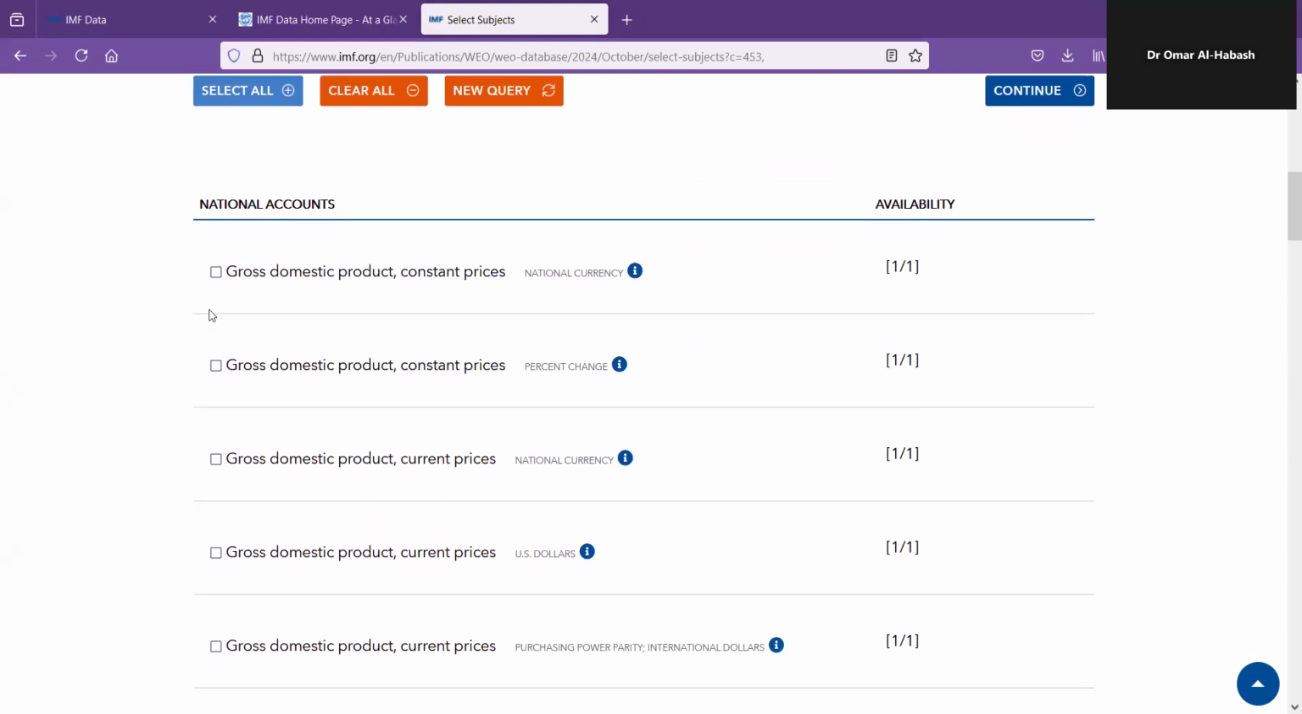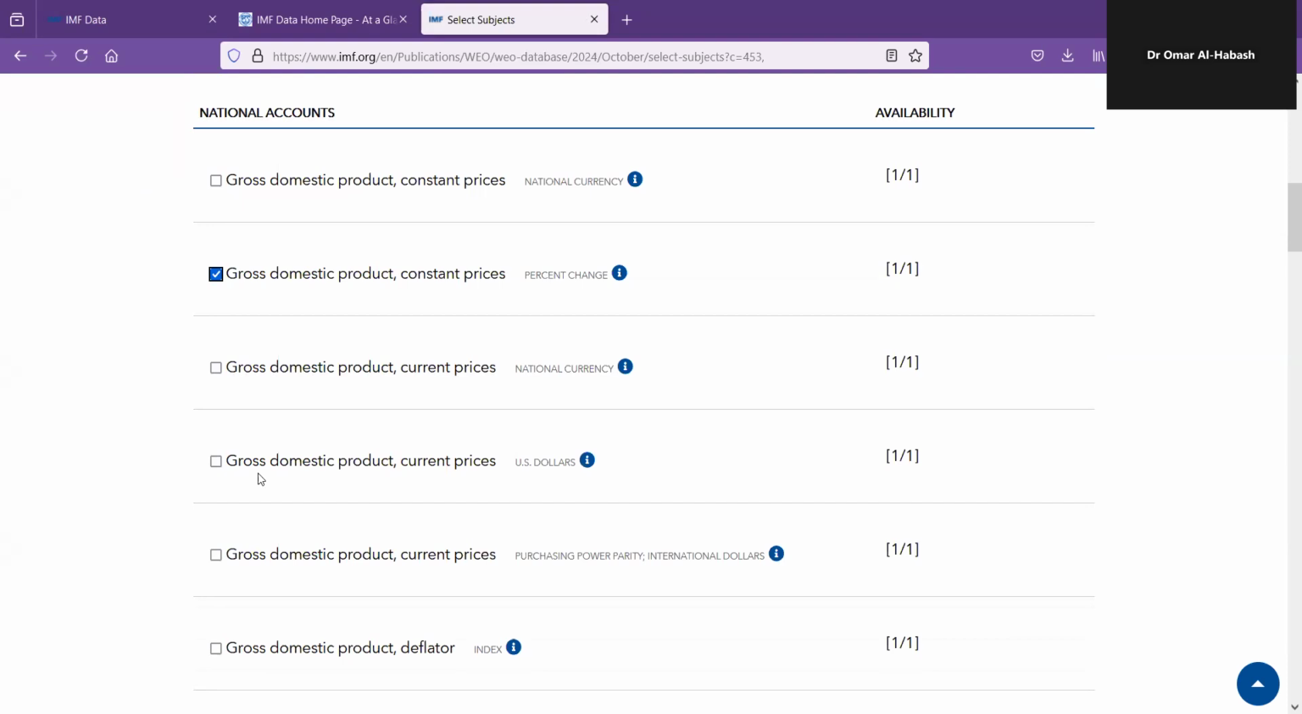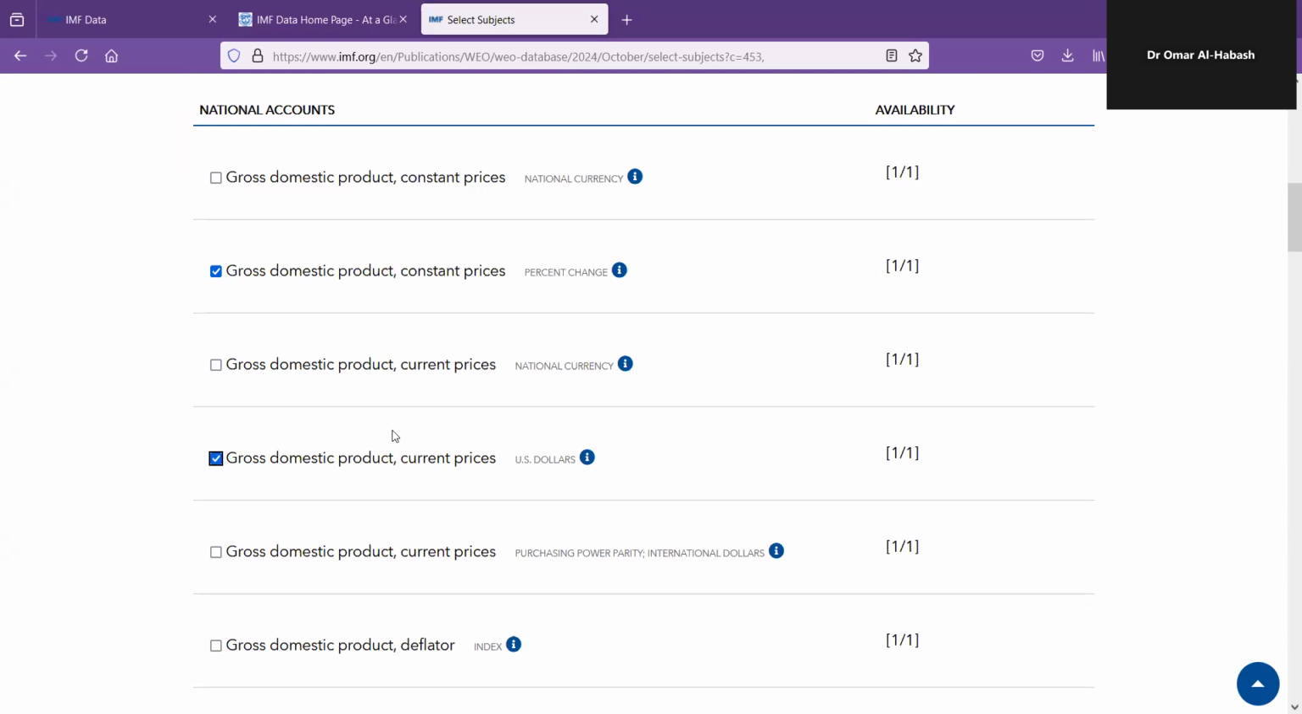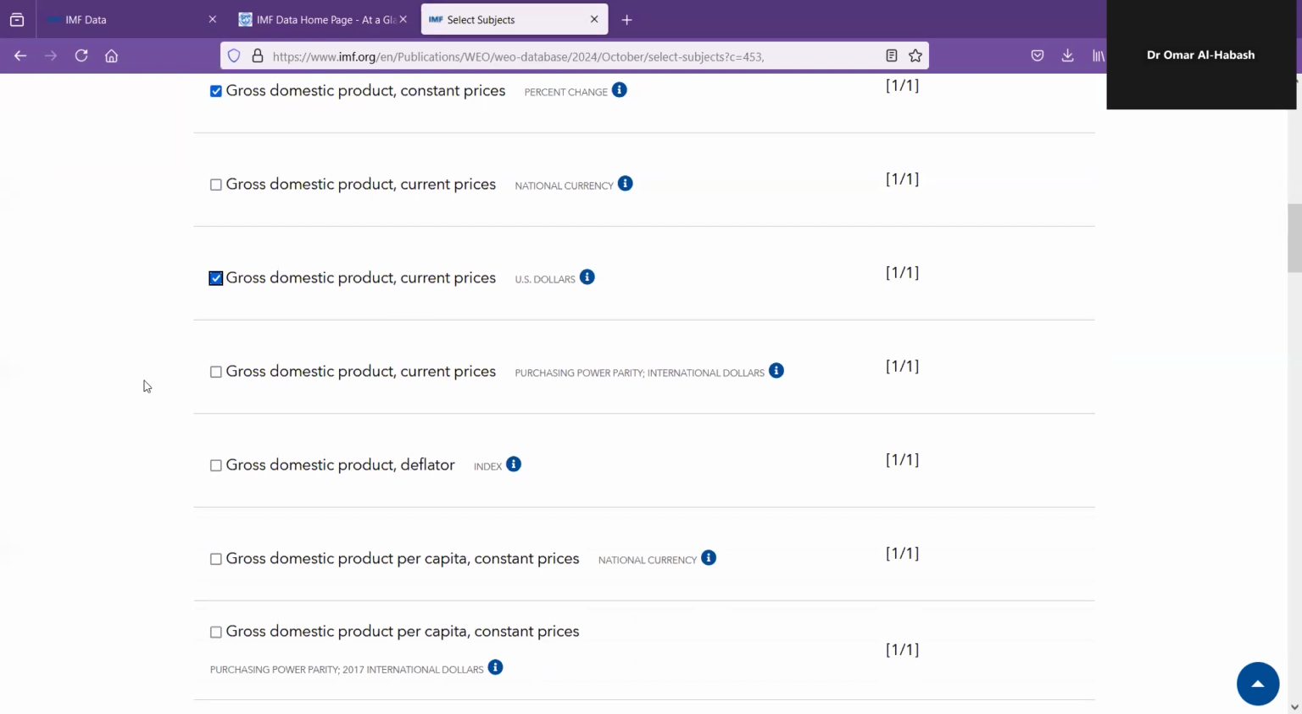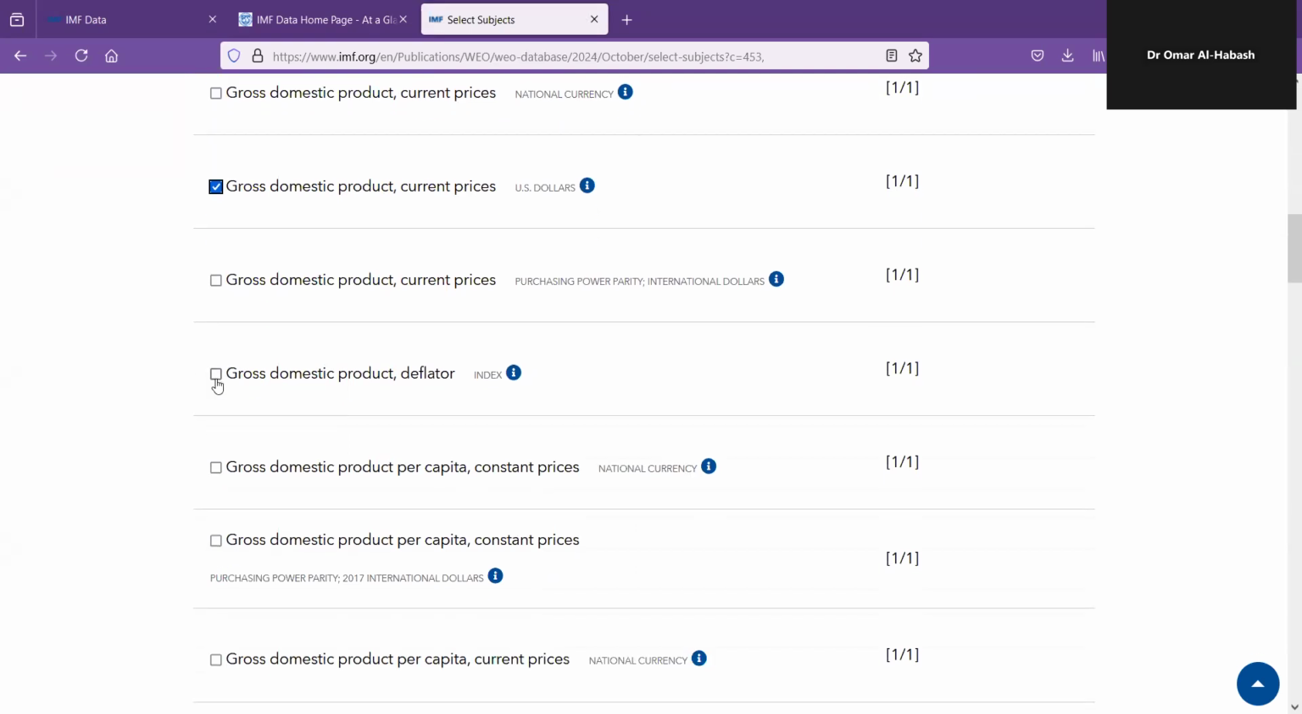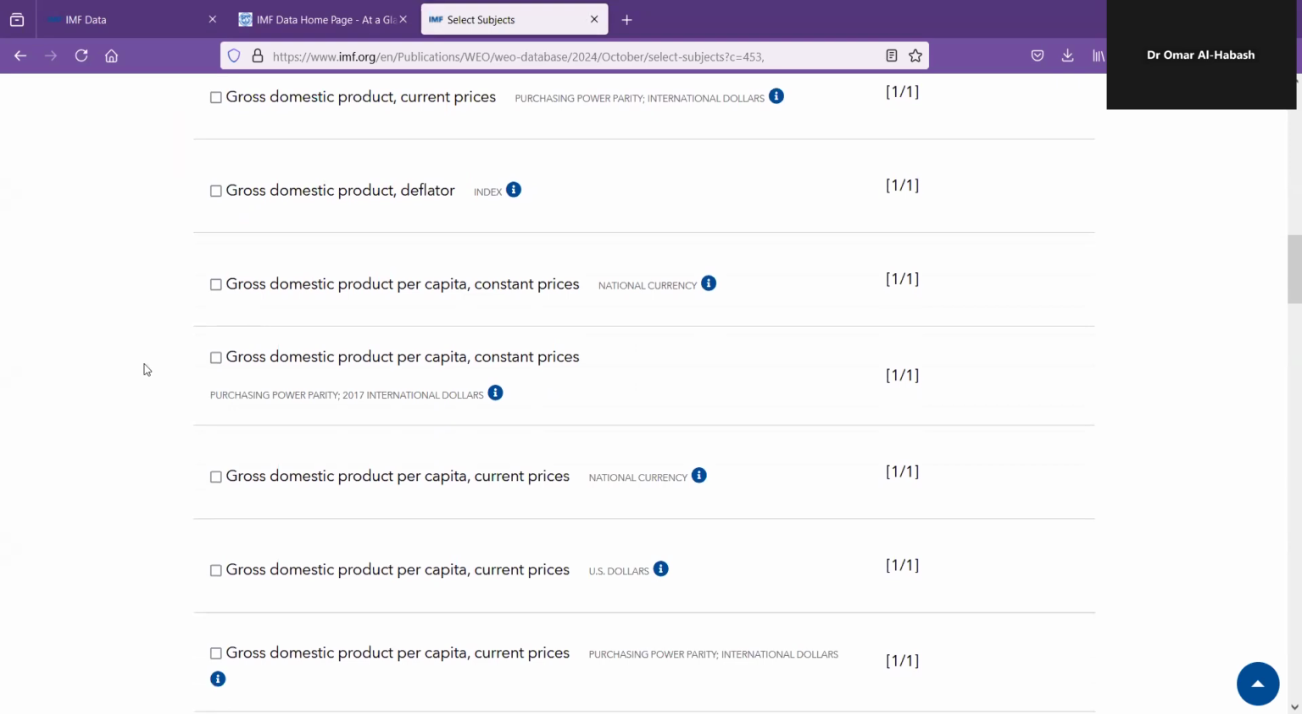In national accounts, you have gross domestic product constant prices, national currency, and gross domestic product constant prices, percentage change. So we click on this one. This is economic growth. You have also gross domestic product current prices, US dollar. Click on this one. This will give you the volume of GDP. We're not going to look at everything.